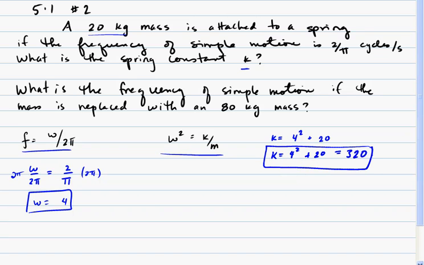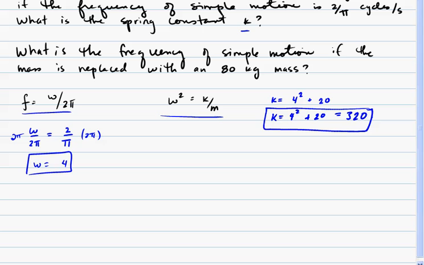That's k. Now once I know k, that's set, and I can find the frequency of simple motion if the mass was 80 kilograms. Well, for part B, I know that omega squared is k over m. In this case, that's 320 divided by 80, which is the same as 4, so I get that omega squared is 4, and then omega is 2.